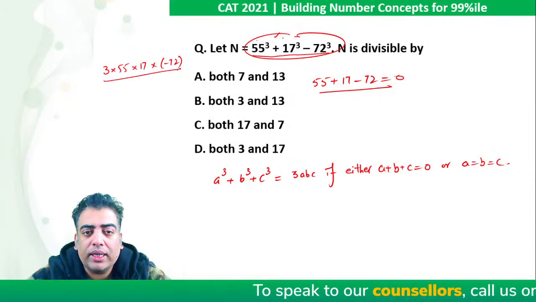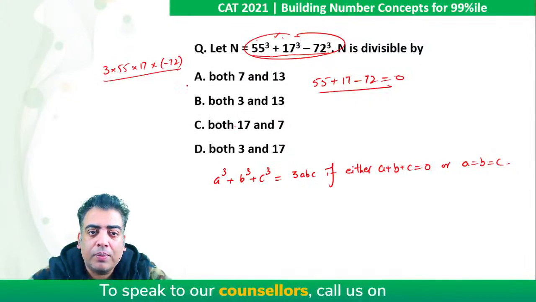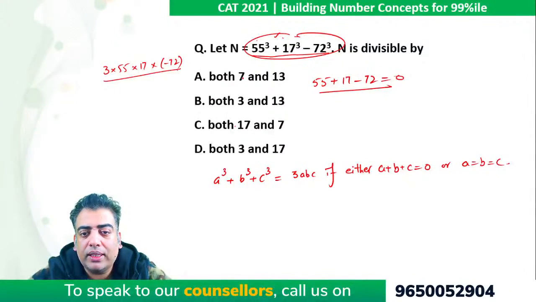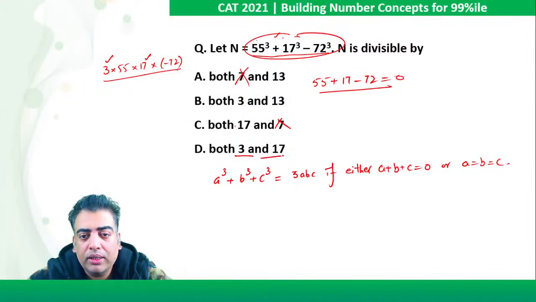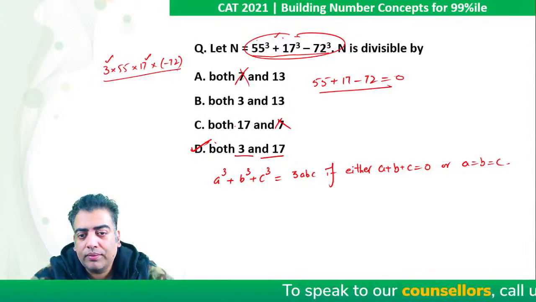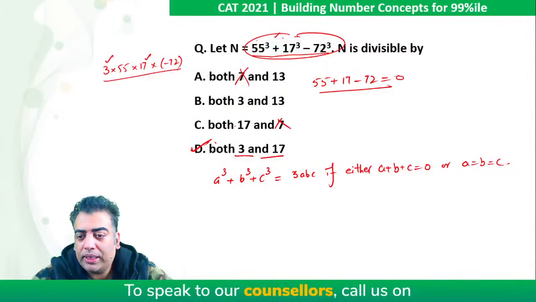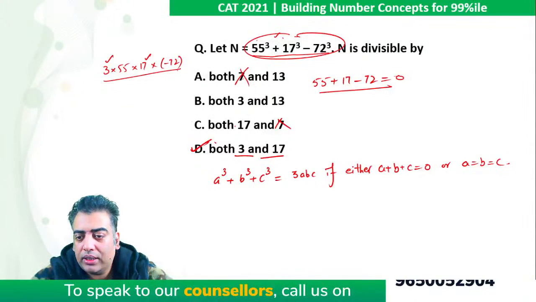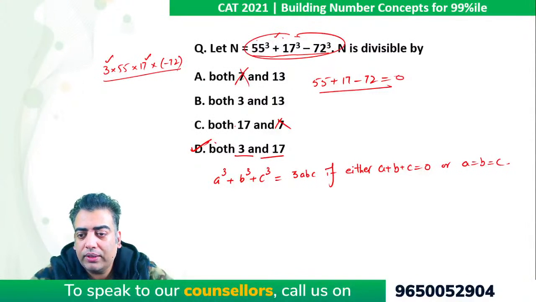Now we just need to check what this value is divisible by. We can clearly see it is not divisible by 7, so these two options are ruled out, right? And then we can see 3 and 17 both are available, so the correct answer option comes out to be D.